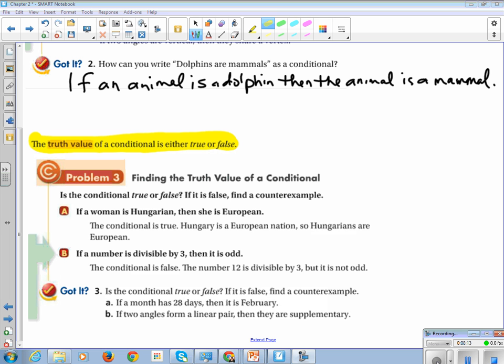If a woman is Hungarian, then she is European. The conditional is true, so the truth value is true. Hungary is a European nation, so Hungarians are Europeans. Look at the second one, B. If a number is divisible by 3, then it is odd. The conditional is false, so the truth value is false. The number 12 is divisible by 3, but it is not odd, so that's a counterexample. All right, let's do this "got it" together.